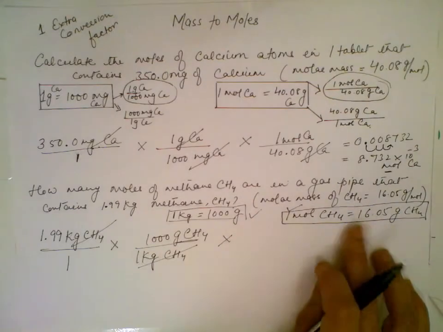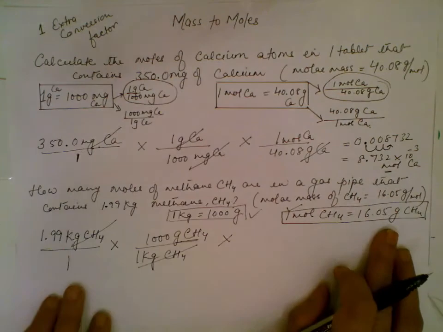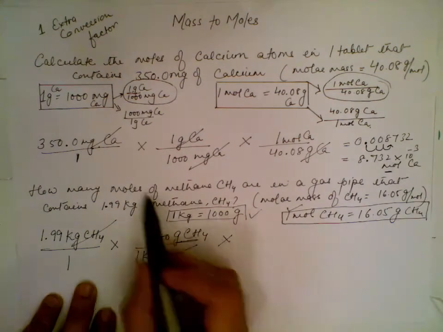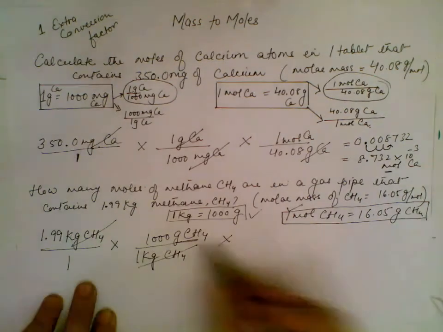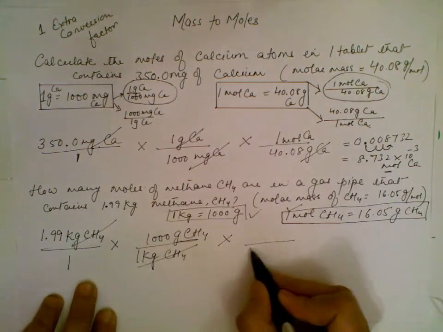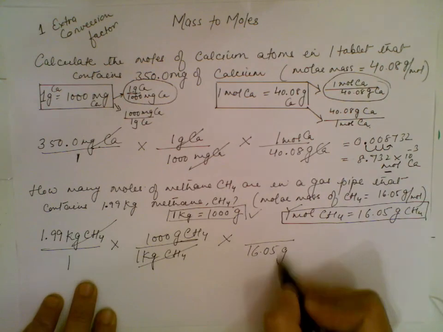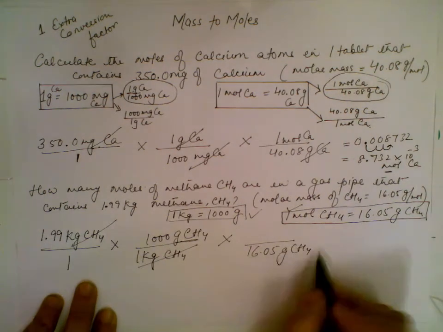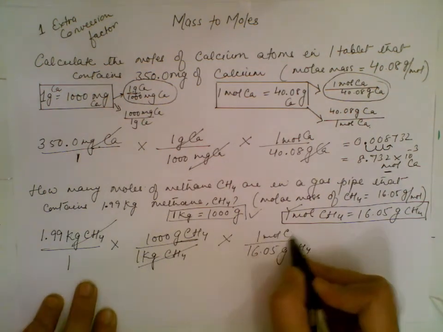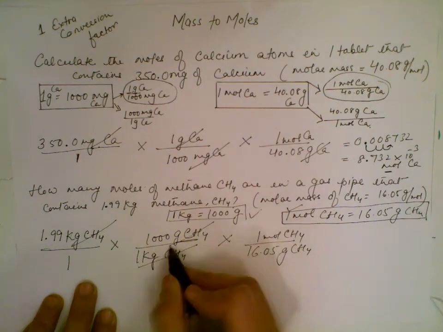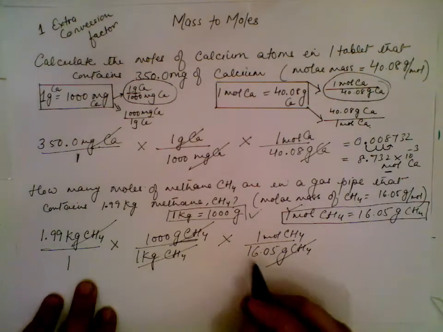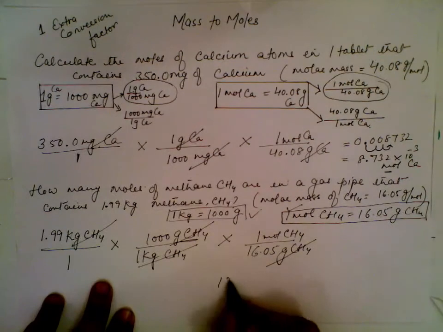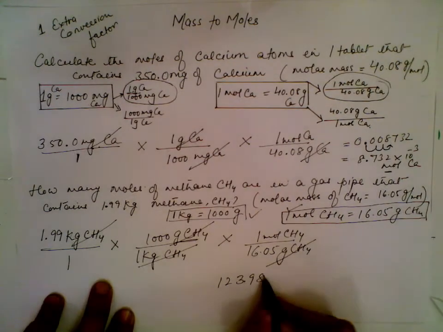So what do I write at the top from this equivalent? Well, I want moles in my answer. So moles will go at the top, right? And I want to get rid of the grams. So 16.05 grams of methane are there in 1 mole of methane. Cancel this and this, same units. Use your calculator, guys, and plug in the values. You're going to get 123.98.